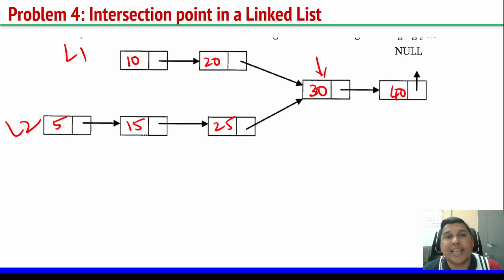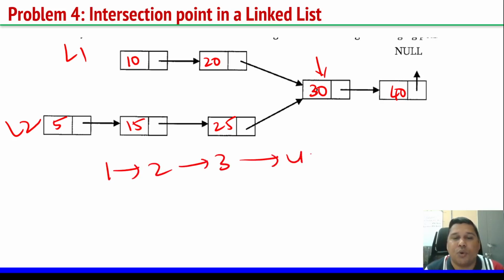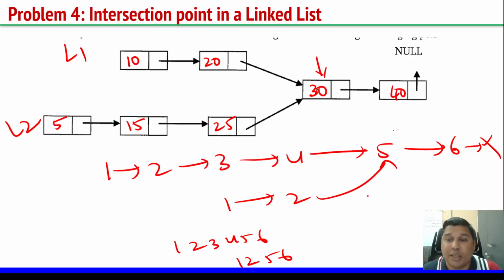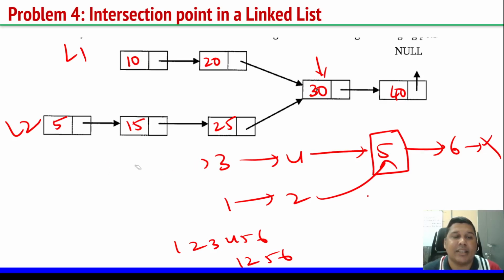Okay. List size can be different. The first list can be like this: 1, 2, 3, 4, and they are meeting at 5 and then 6, that is null. The second list can be just 1, 2, and after 2 it is meeting 5. So list 1 is 1, 2, 3, 4, 5, 6. List 2 is 1, 2, 5, 6. They both are meeting at a common point 5. I want to find out that point. How do you find out the intersection point in a linked list like this?